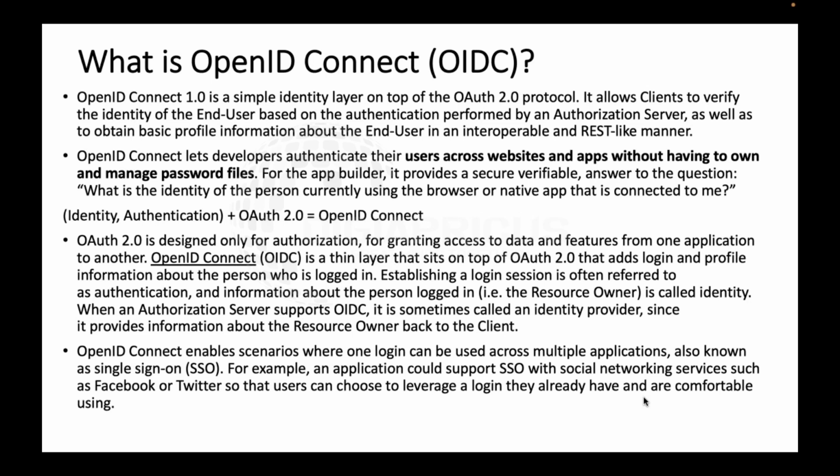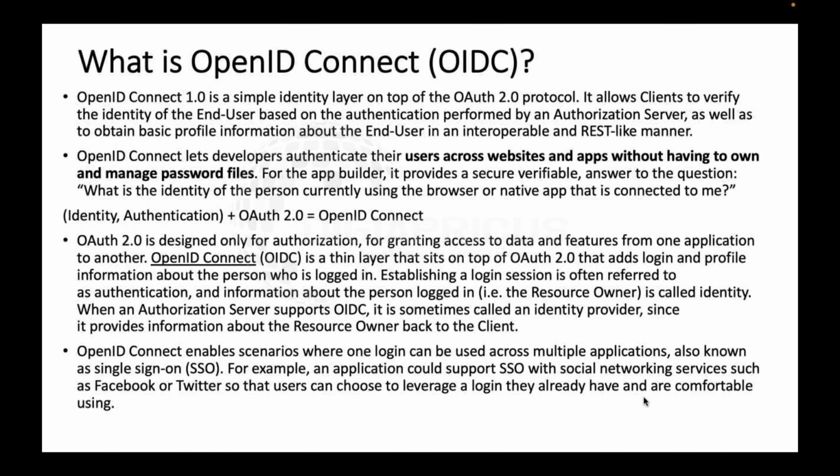Now OIDC is a layer on top of that OAuth protocol. It's basically an identity layer on top of the OAuth 2.0 protocol, and it allows the client to verify the identity of the end user based on the authentication performed by an authorization server.